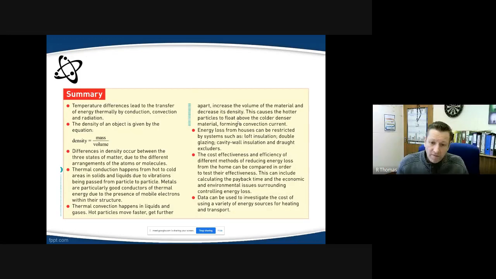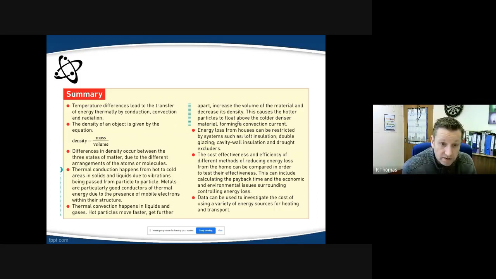So here's a summary of everything we've just done over the last about half an hour. In fact, this is a summary of the whole unit, right? The first point talks about conduction, convection, and radiation, which we did 3 lessons ago. Then there's the density formula. Then it talks about how density changes in the 3 states of matter: solids, liquids, and gases.